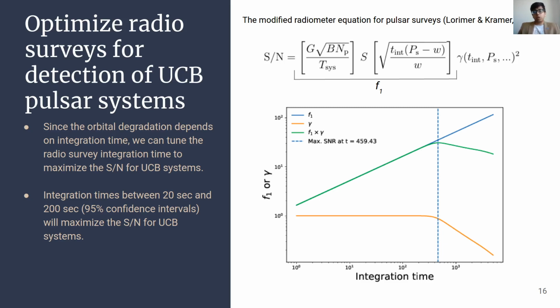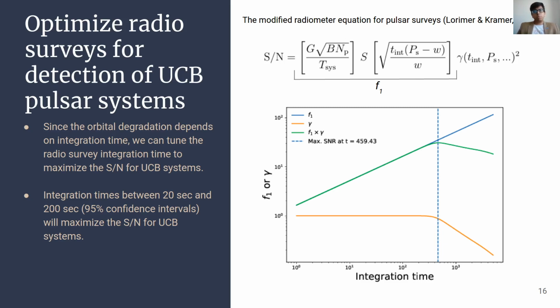As a result, when we put together F1 shown here in the blue and the orbital degradation factor gamma shown in the orange and calculate the total signal to noise ratio as a function of the integration time, we can see the formation of a particular peak corresponding to this type of BNS system. And so when we want to search for these kinds of BNS systems, we would like our integration time to be as close to this peak as possible.